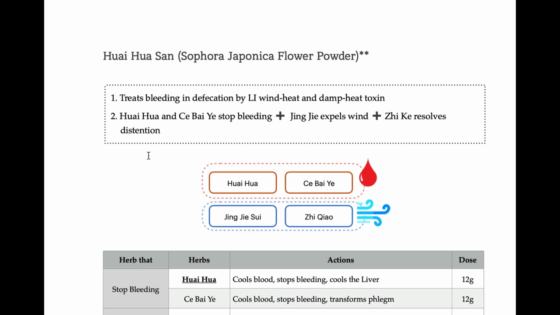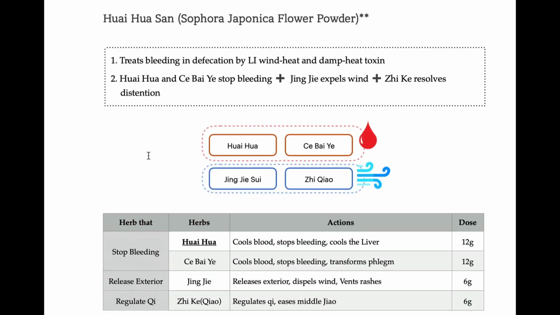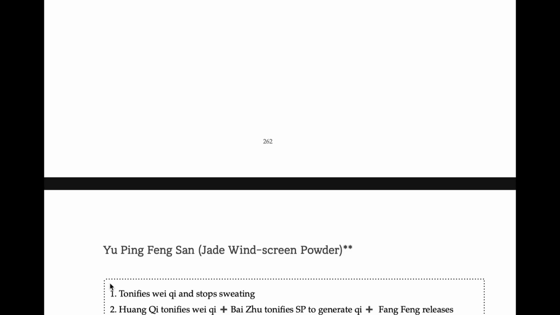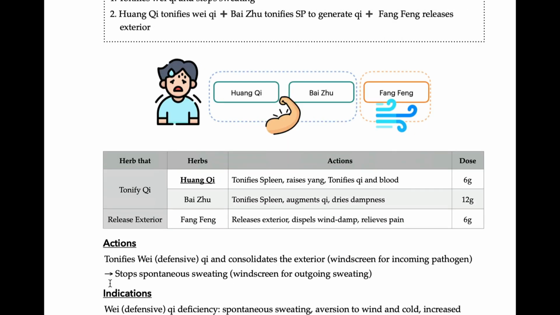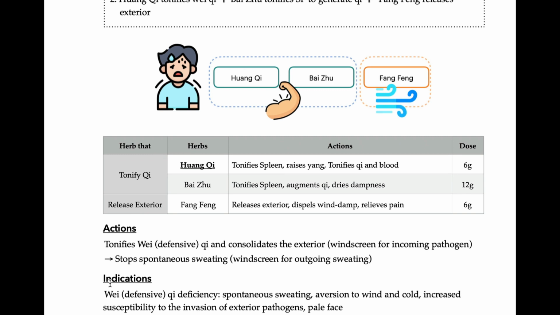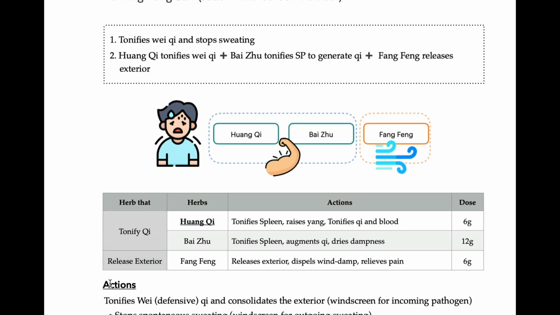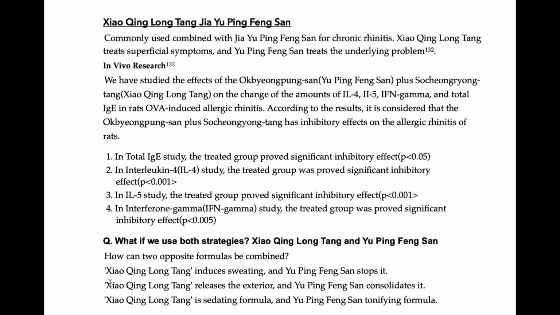Huaihuasan. Just remember it goes to the large intestine. So it treats blood and feces. Blood and feces. So it can be used for hemorrhoids or bleeding. And tonify qi formula, Yupingfengsan: spontaneous sweating, profuse sweating. Remember that. And second, the low immune system. So frequently getting common colds and weak wei qi. So Yupingfengsan is all about wei qi. Pingfeng is wind screen. And main ingredient, huangqi.